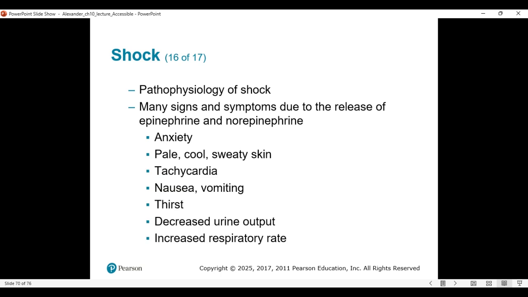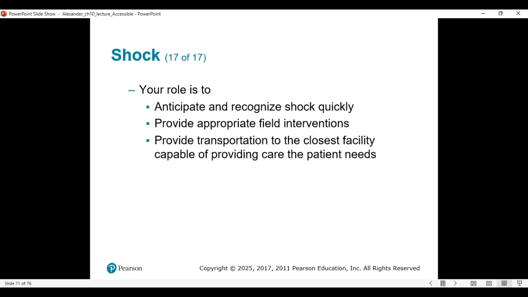Many signs and symptoms are due to the release of epinephrine and norepinephrine. They're going to get very anxious, pale, cool, sweaty skin because they're going to vasoconstrict in the periphery. They'll get tachycardic, may have nausea, vomiting, thirst, decreased urine output, and increased respiratory rate.